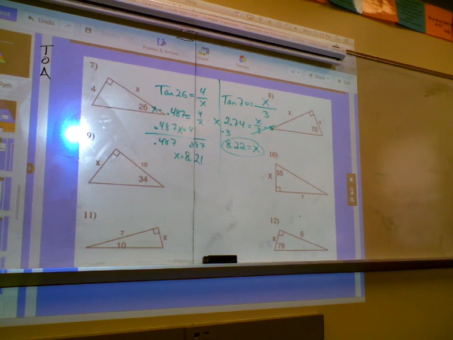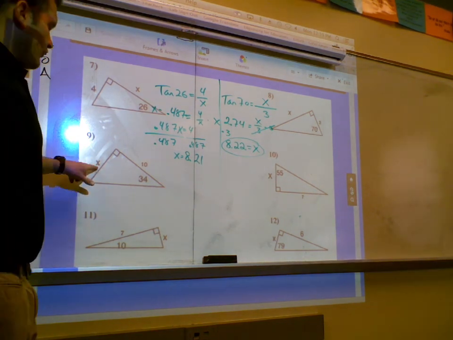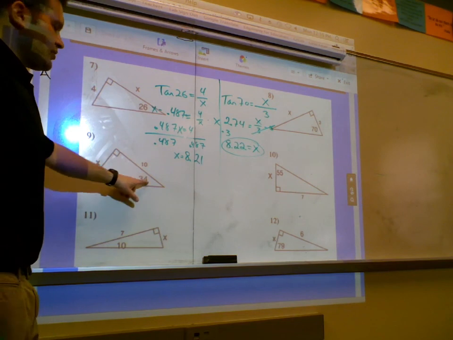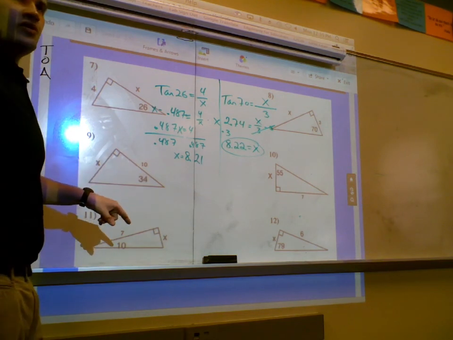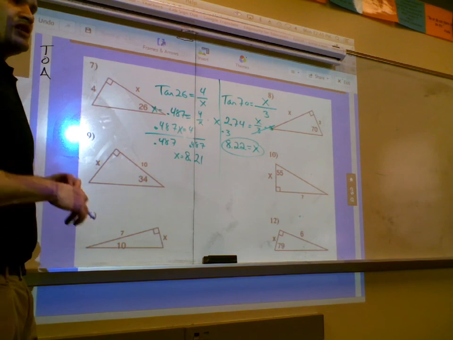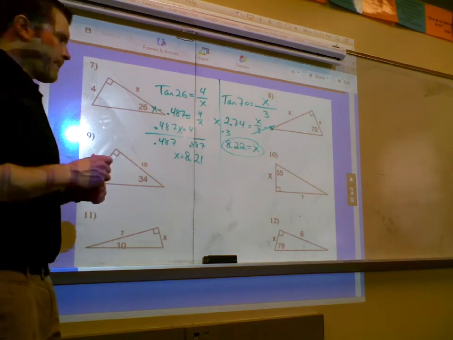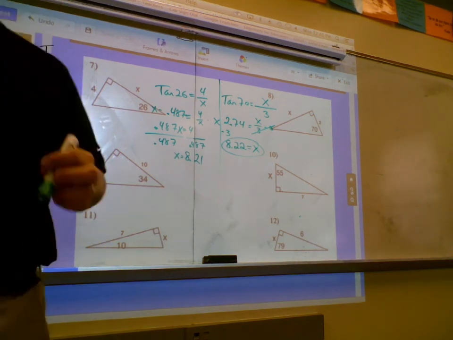Right? Those make sense? Now for tangent, do we have to worry about subtracting the angles from 180? No. Because if we're given opposite and adjacent, we're always set up to use tangent. Does that make sense? You guys try the rest of these on your own. If you have questions, let me know.